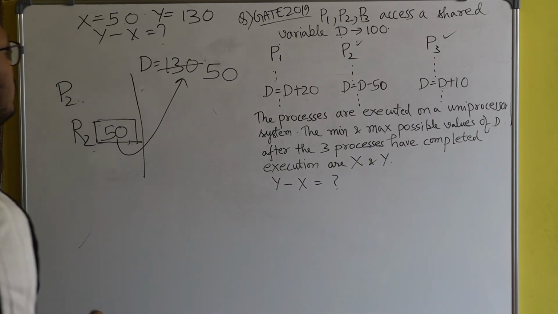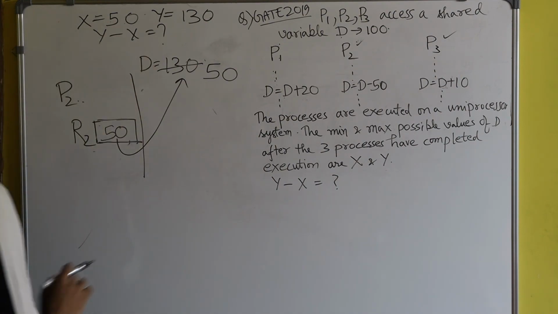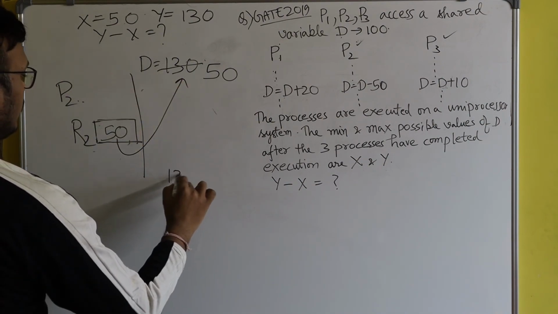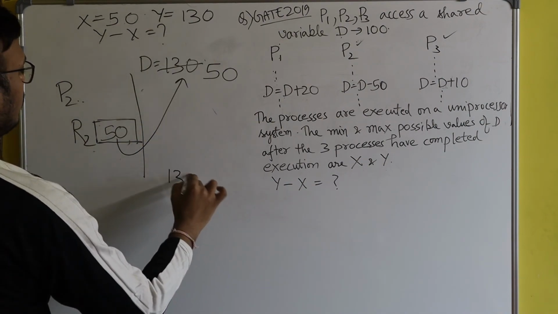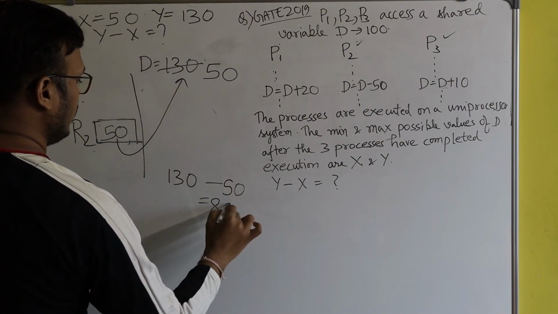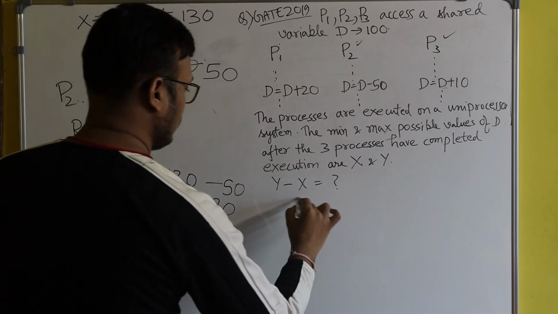So what is the value of y minus x? Y is 130 and x is 50. 130 minus 50 is 80. So 80 is the answer.